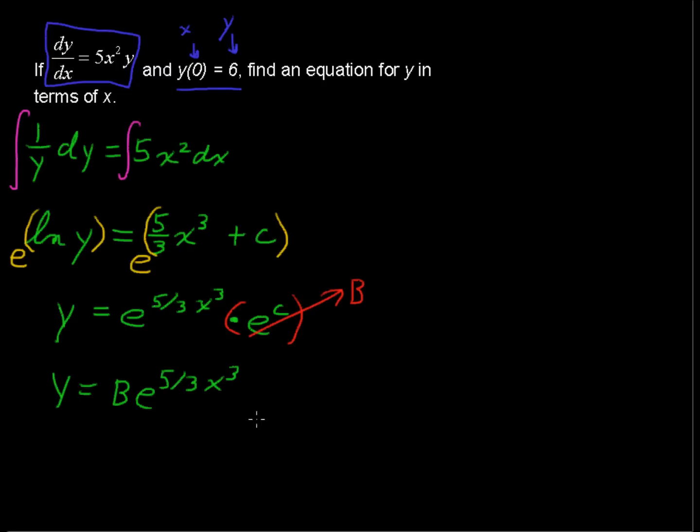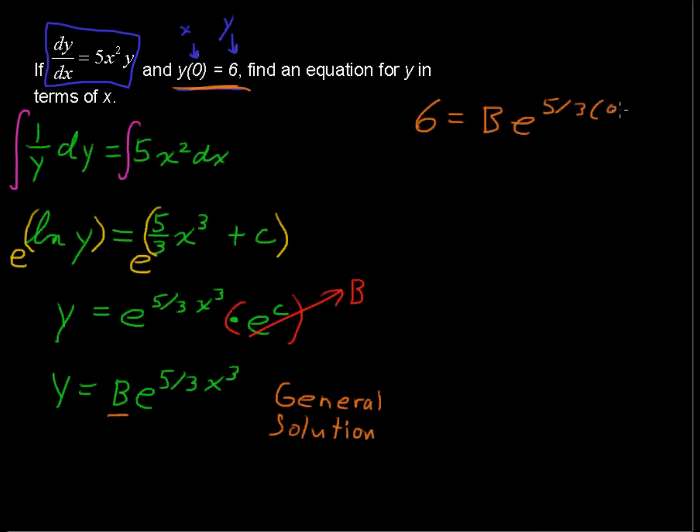All right, this is what we call the general solution. This is a general solution because we don't know what b is yet. But that's okay. We'll go ahead and find what b is because we have this initial condition. So let's plug some stuff in. We know that y is 6 when x is 0. So 6 equals b times e to the 5/3 times 0 to the 3rd.